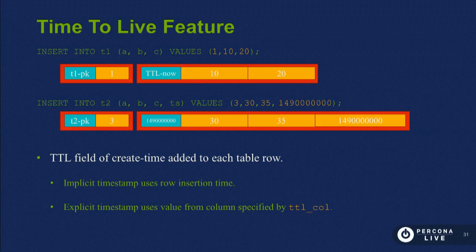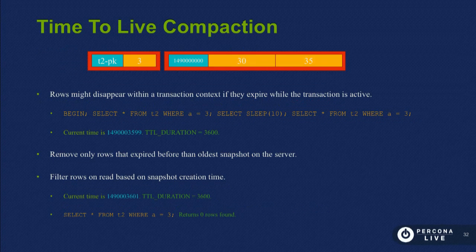And so there are some caveats here. Because the compaction filter is running in the background, if your transaction sees a row, there's a chance that the compaction filter may have removed it. And so if you go back within the same transaction to look up that row, it may be gone. So to resolve these particular issues, we only remove rows that have expired after the oldest snapshot has been created on the database. And we also try to filter rows so that any rows that expired after your snapshot, you actually don't see, to prevent this particular problem from happening.